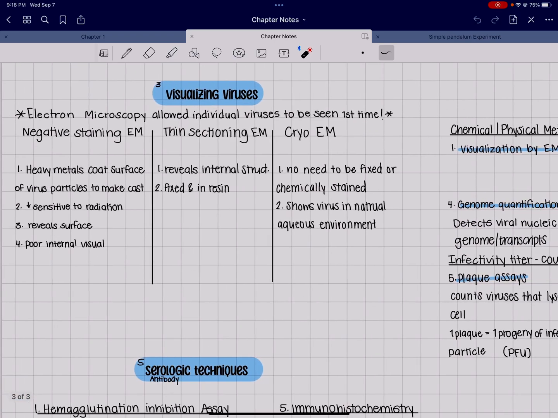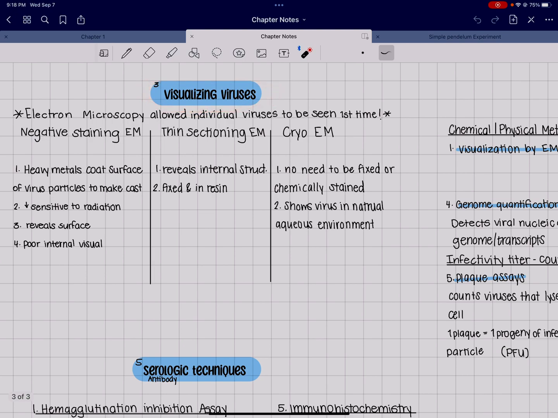Next, we're going to visualize the viruses. Electron microscopy allowed individual viruses to be seen for the first time. There's negative staining electron microscopy, thin sectioning EM, and cryo-EM.